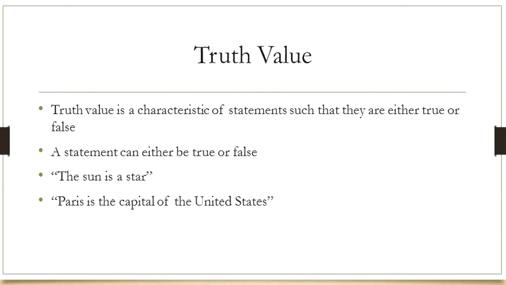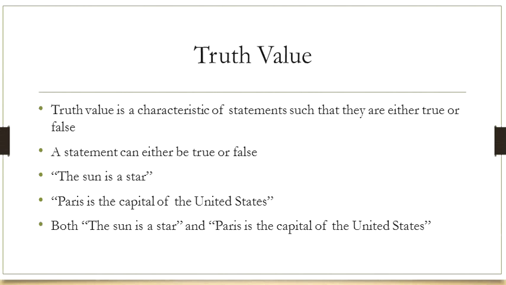Paris is the capital of the United States. Okay, this is a statement that is clearly false, but notice that because it is false, the statement does have truth value. So the important point to understand here is that statements can be false, and if they are false, they still have truth value. In other words, they don't have to be true in order for them to have truth value, but if they are true, then of course they have truth value. So both the sun is a star and Paris is the capital of the United States have truth value, one being true, the other one being false.